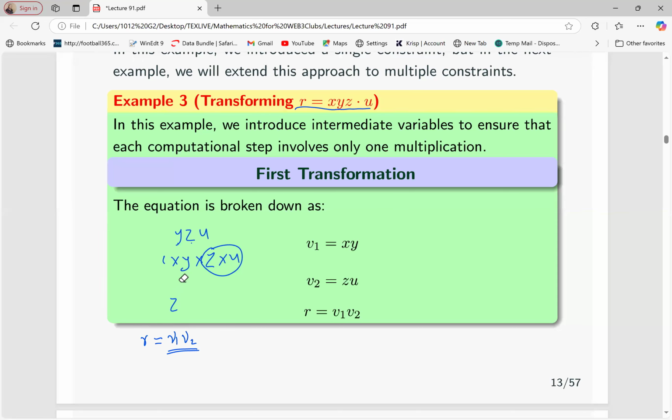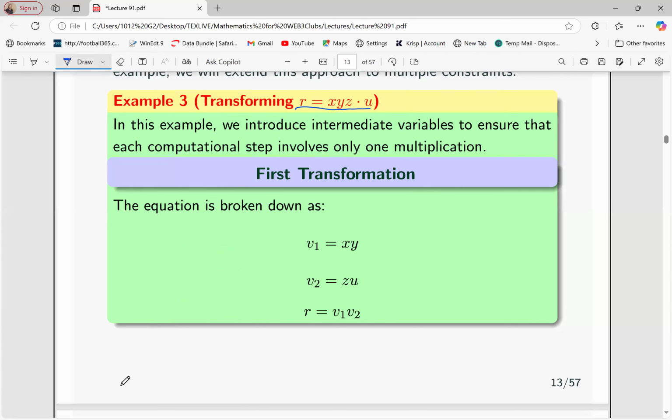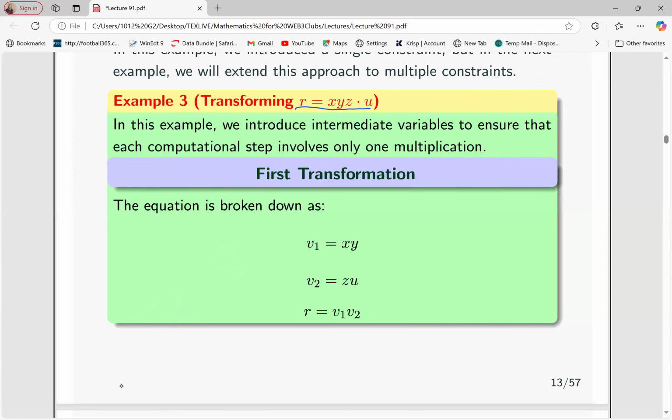Because the thing is, what is our witness? Supposing this person claims to know R, what are the witnesses? What are you expecting this person to give to us? So we have R is X times Y times Z times U. We're expecting this person to give us V1, XY, and V2, ZU. So what is our witness?